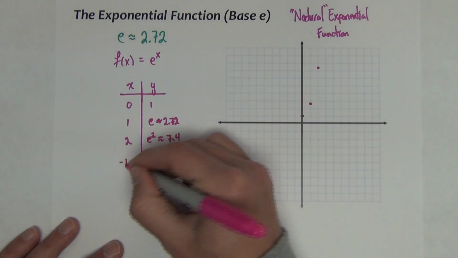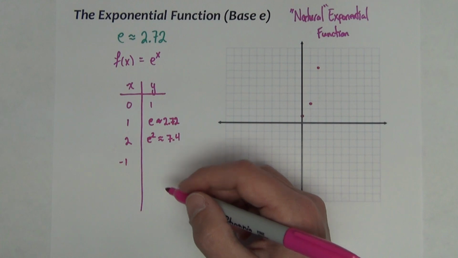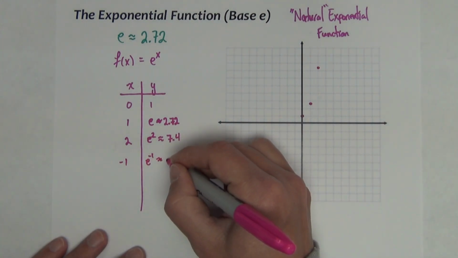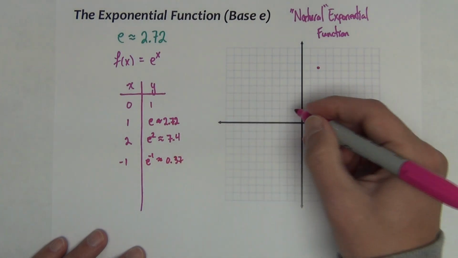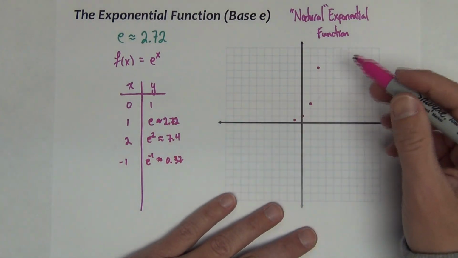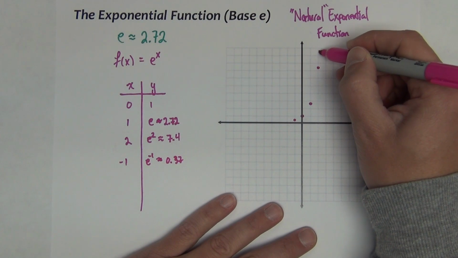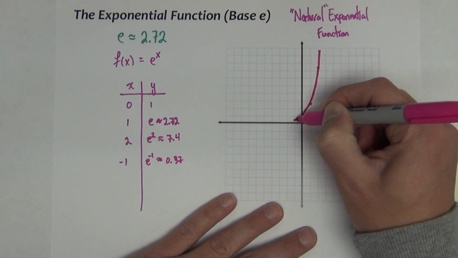If I do -1, e raised to the -1 is about 0.37. So that's down here. And what we start to see is the same general shape as when we graph 2 raised to the x, just the points are in a different spot because the base is a little bit different.